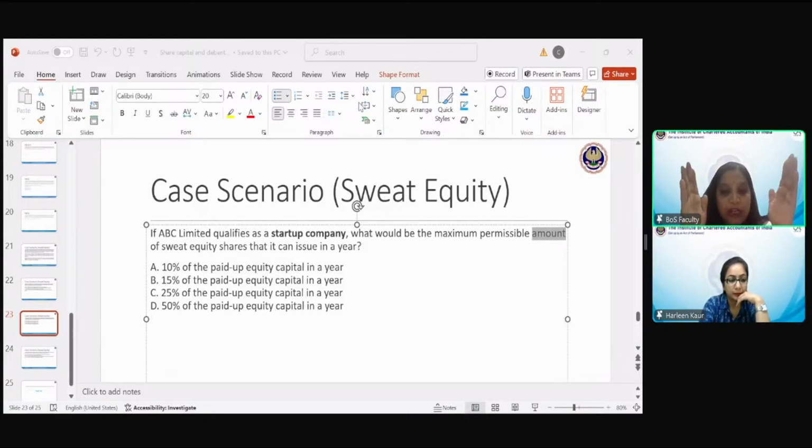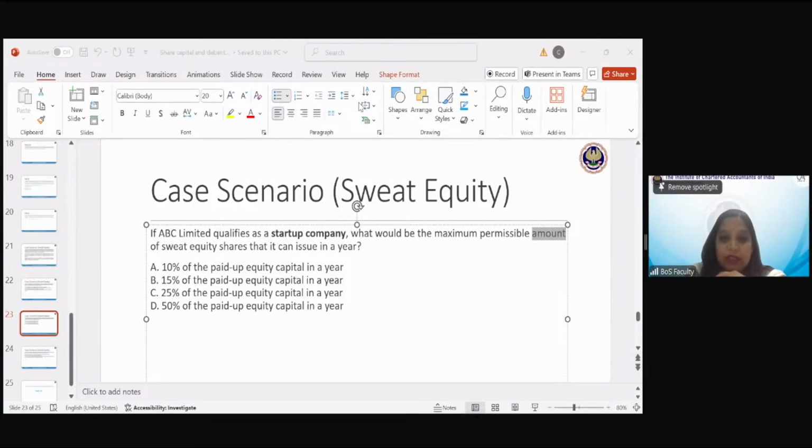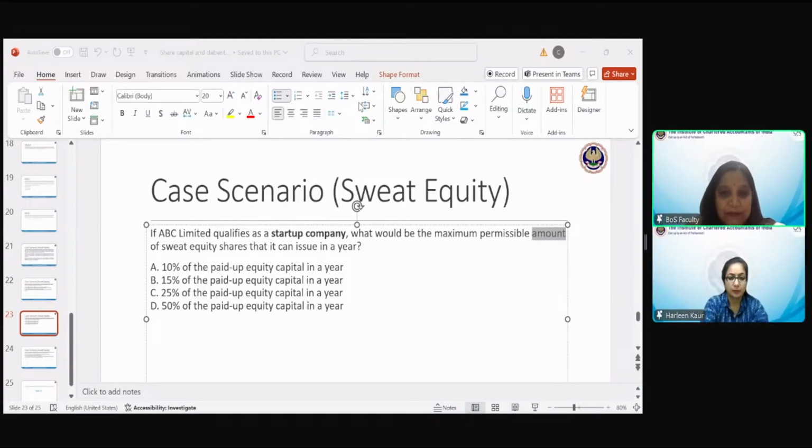If I have to correlate it directly with the facts, I will write as given in the question that we have a share capital of 5,000 crore, and in case of a startup company, the limit is 50% of the paid up share capital. Hence, now the conclusion. Hence, the maximum permissible amount of sweat equity shares that it can issue in a year is equal to 5,000 into 50%, which is equal to 2,500 crore of share capital.